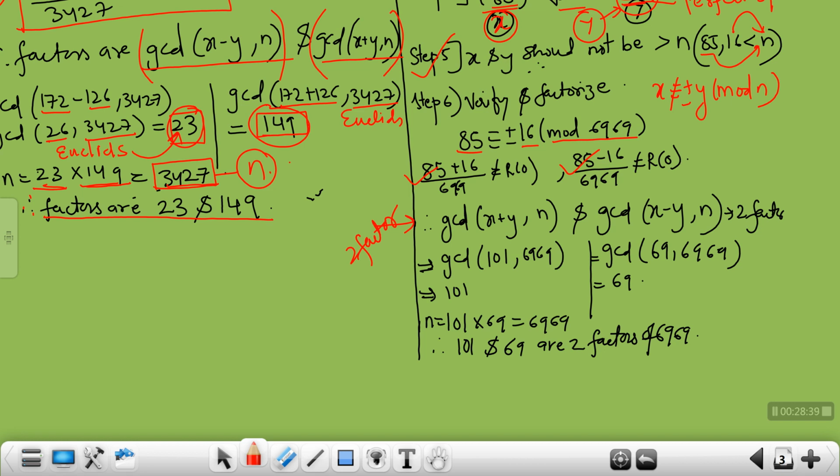So what is x plus y? 85 plus 16 is 101, comma 6969. Use Euclid's method over here. I get the answer: the GCD is 101. Similarly, GCD of x minus y. That is 85 minus 16, which is nothing but 69.